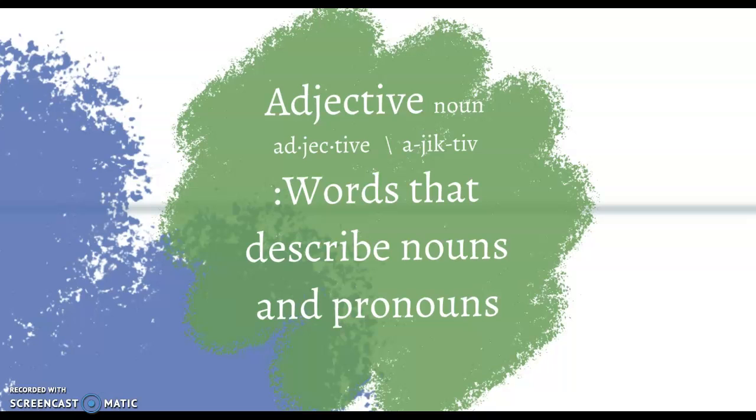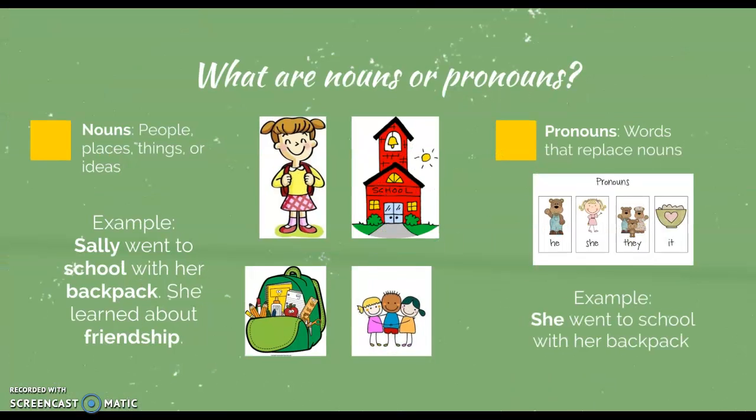An adjective, pronounced adjective, are words that describe nouns and pronouns. Now, to understand adjectives, we must first remember, what are nouns and pronouns? If we remember previous lessons, nouns are people, places, things, or ideas. So an example of nouns in a sentence could be, Sally went to school with her backpack. She learned about friendship. So in this sentence, Sally is a person, the school is a place, her backpack is a thing or object, and friendship is an idea.